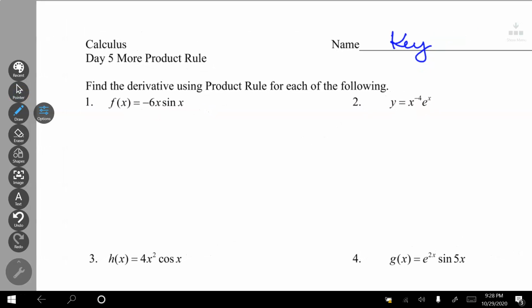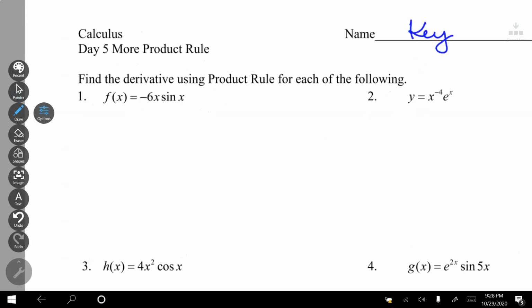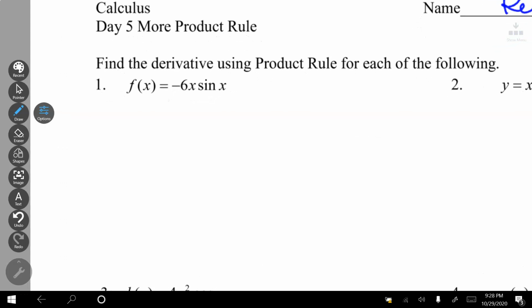Okay, welcome to day 5. We're going to work more with product rule, just more practicing of this pattern. And you can see for number 1, it's a very simple one.